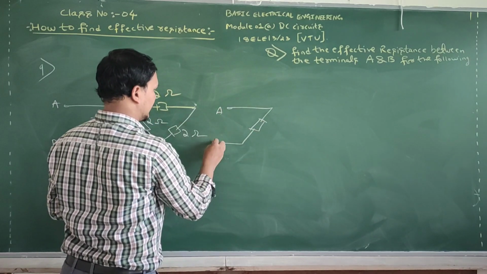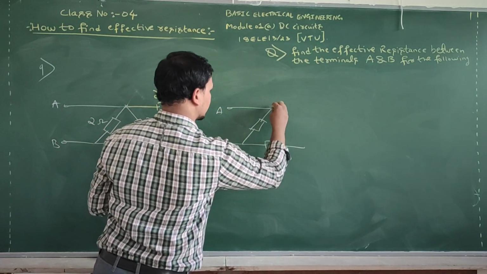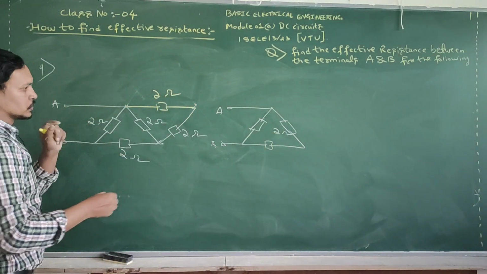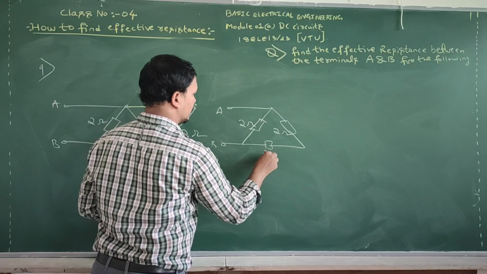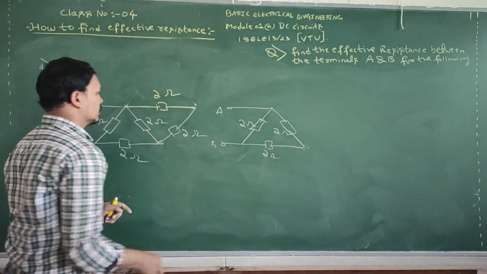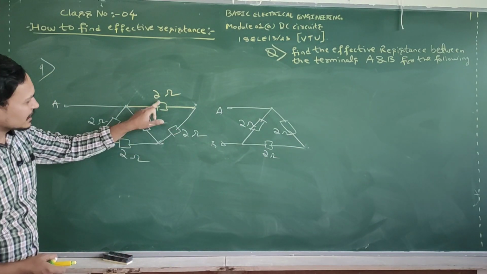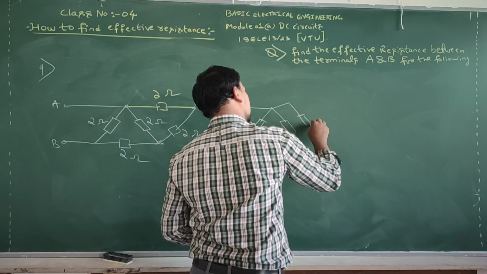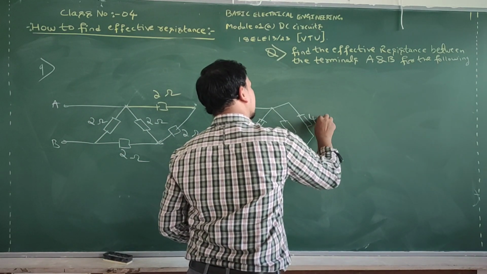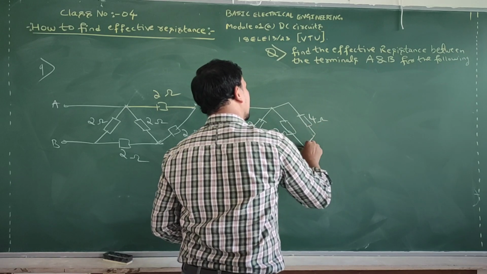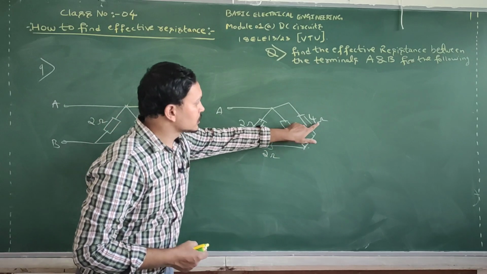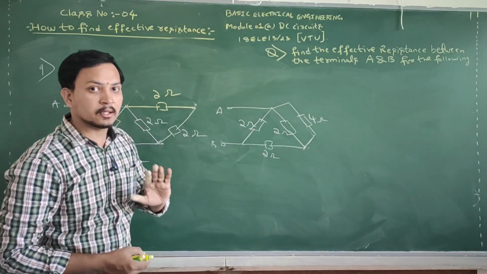So terminal A and terminal B, resistor. Okay, what I have written: 2 ohms, 2 ohms, 2 ohms, 2 ohms, 2 ohms, and 2 ohms. What should I write further? These two are connected in series, so add the resistance value. Okay, what is the resistance value? We get 4 ohms.